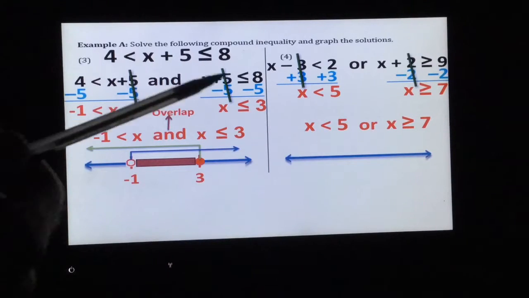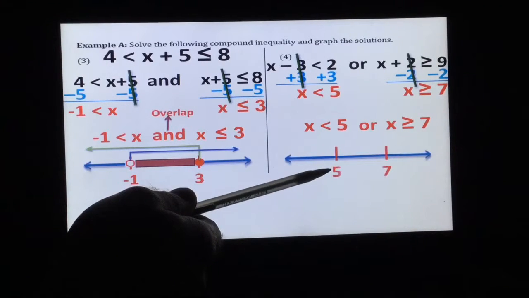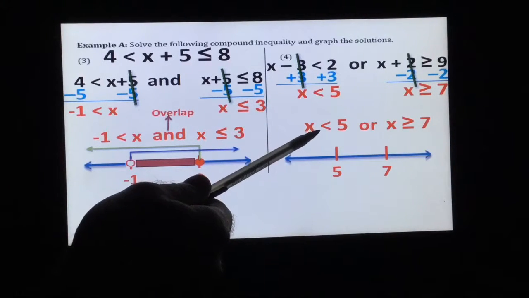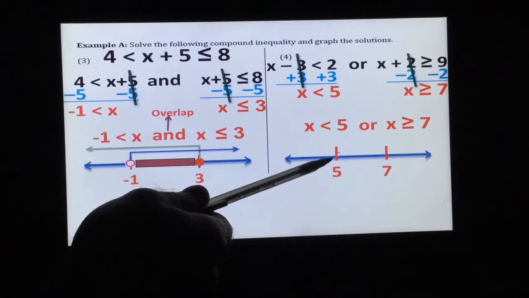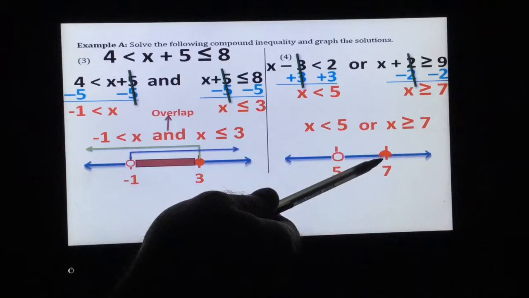So now let's go ahead and graph this. The way that you're going to graph this is you're going to put the 5 and the 7. Over here, we have no or equal to bar, so it's an open circle. Over here, we do have an or equal to bar, so this one's a closed circle.